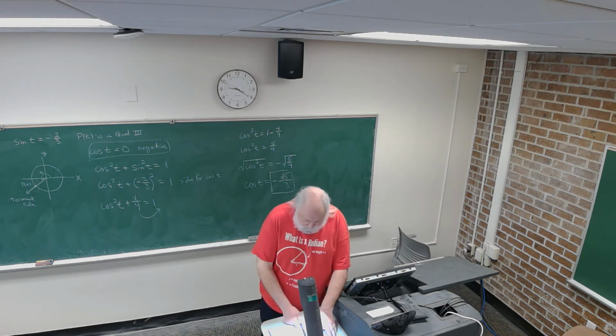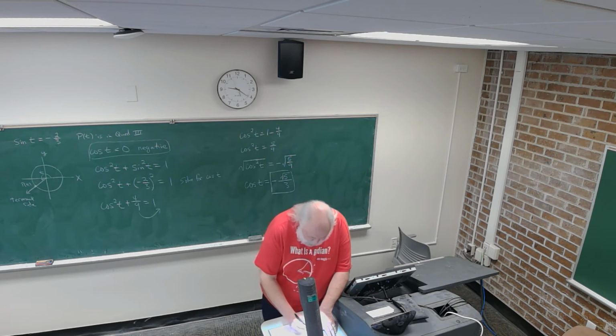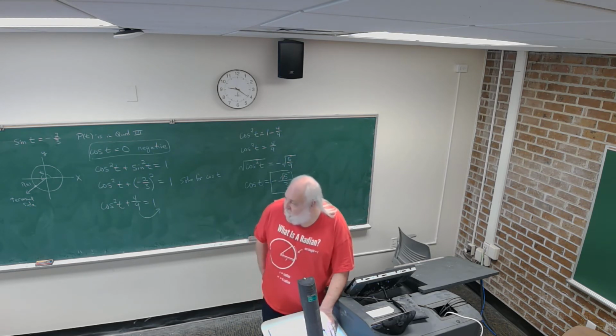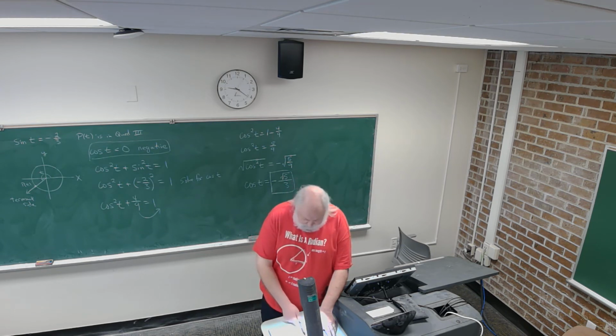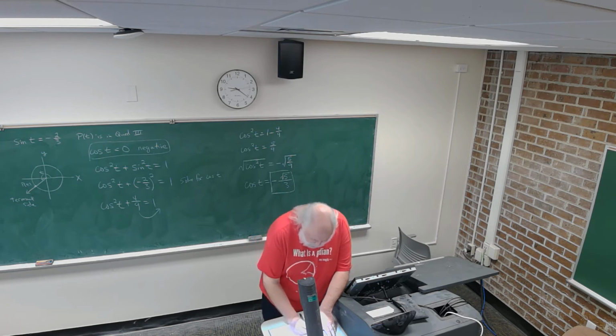If the angle t is equal to pi radians, then sine pi is equal to 0 and cosine pi is equal to -1. And pi radians is the same as 180 degrees. And then if the angle t is equal to 3 pi over 2 radians, sine 3 pi over 2 is equal to -1, and cosine 3 pi over 2 is equal to 0.